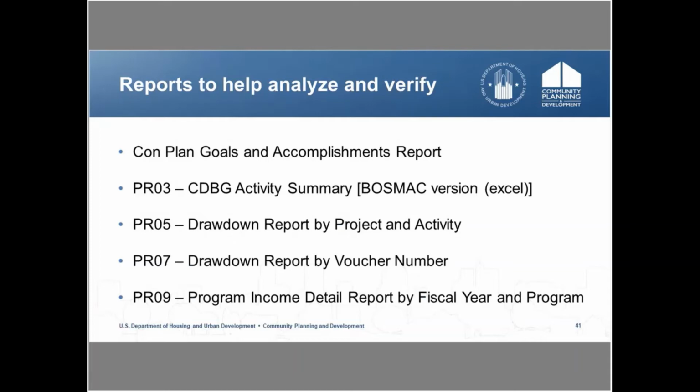The PR03. So we talked about what the PR03 is in PDF form. This BOSMAC version is a little bit different. It pulls down as an Excel file, and it lets you filter and manipulate data really in any way you want. So it's kind of the universe of CDBG activities organized in Excel form that you can then format and filter any way you want. This is really good to get really down to the data. So if you're having some discrepancies between the comp plan goals report and what you think should be there, this PR03 BOSMAC version can really be helpful.